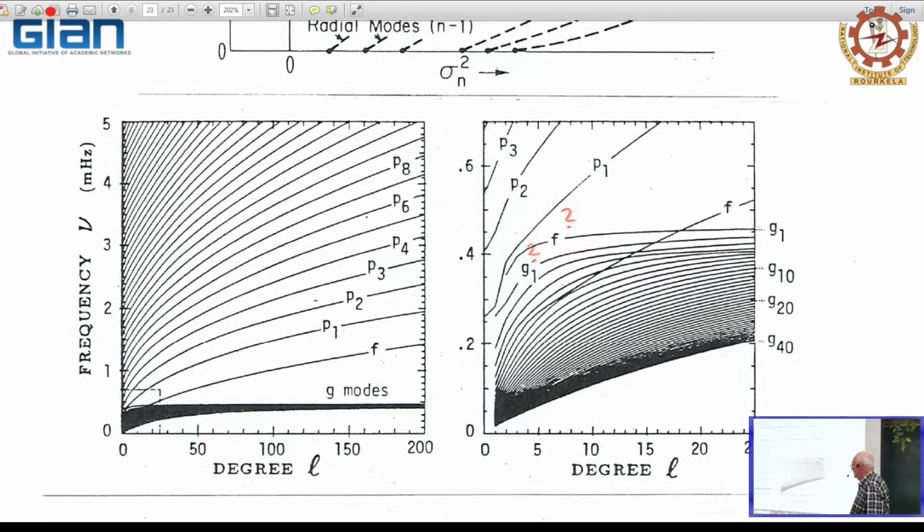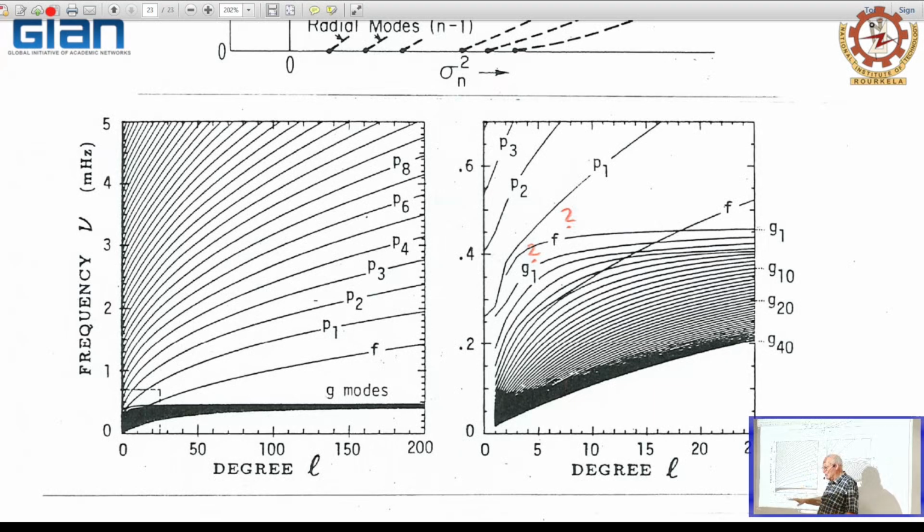Well, we have again here the frequency as a function of the harmonic degree L. We have the spectrum of P modes. Well, again, the classification in terms of P1, P2, and so on is not unambiguous, but people nevertheless do it. These modes are called P1, P2, and so on. These are the results for a stellar model.